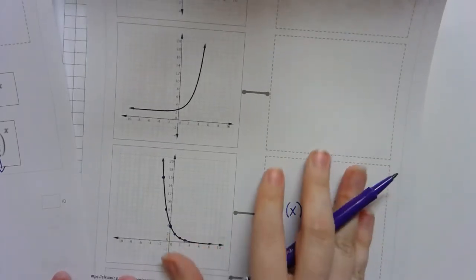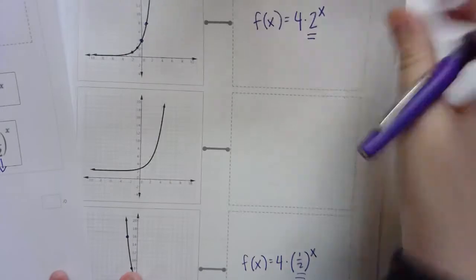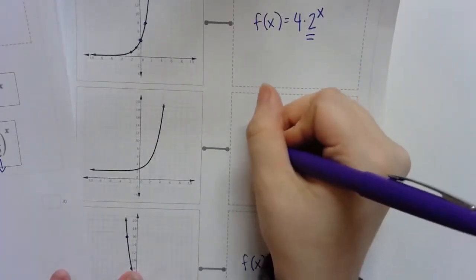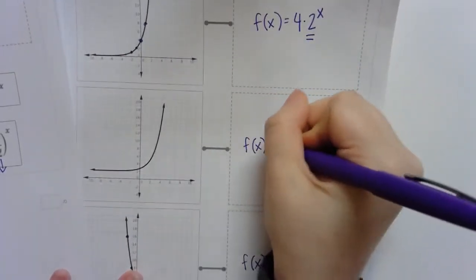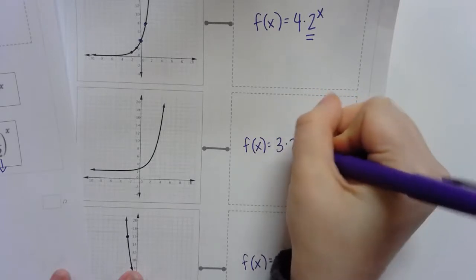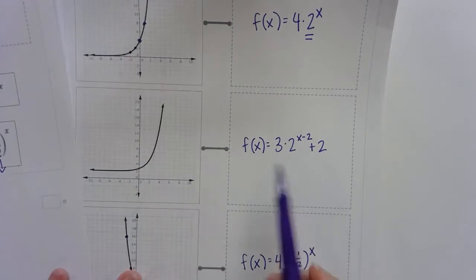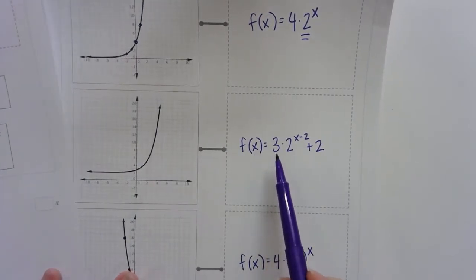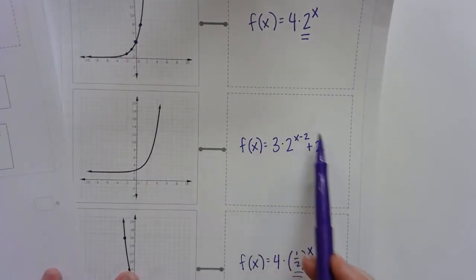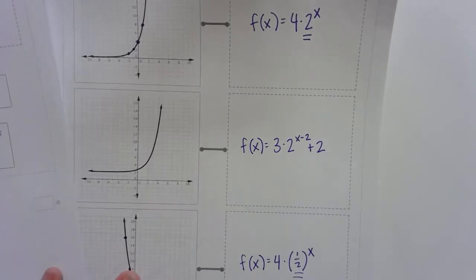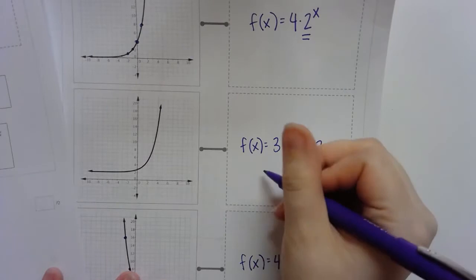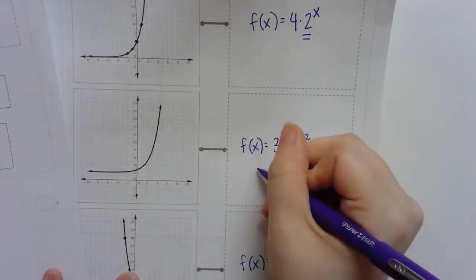Now this one, I have f of x equals 3 times 2 to the x minus 2 plus 2. Okay, so f of x equals 3 times 2 to the x minus 2 plus 2. This one is different in that we would need to look at a table to tell exactly where this one crosses.